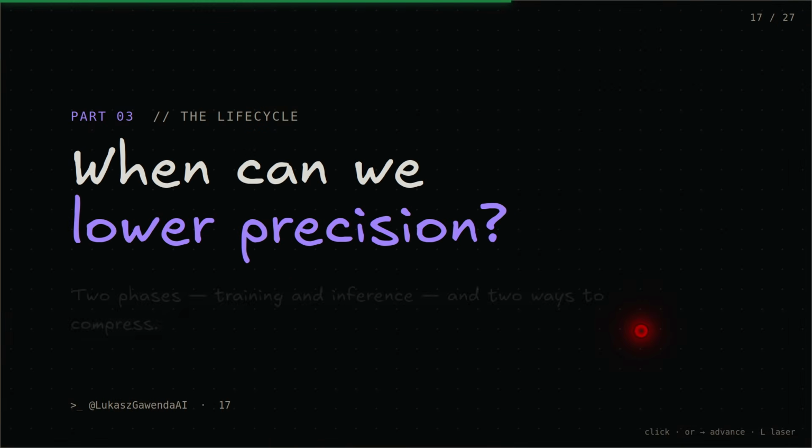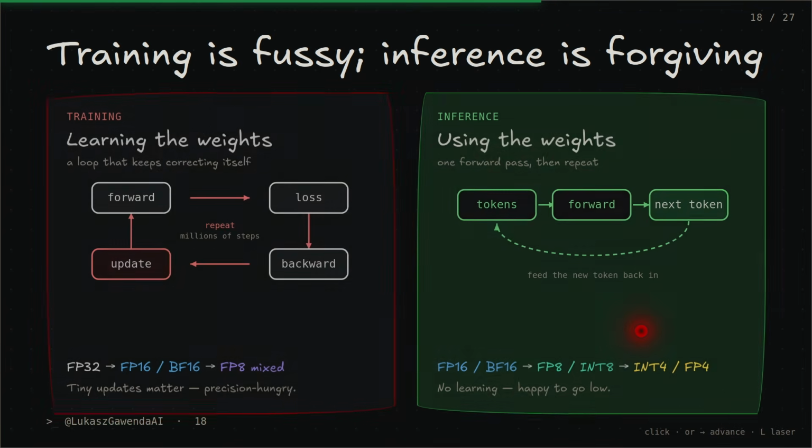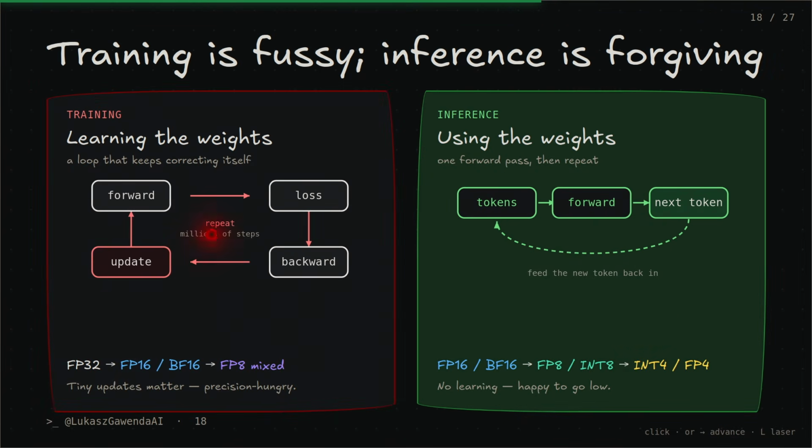So there are two phases when we can lower the precision: training and inference. Now, how does it look? Training is the harder one. Why? Because we have the forward pass, logs, backward propagation. Then we update, millions of steps, and we do this loop over and over again. Also, it sometimes runs for weeks, months. So if we make some error here and realize it at the last stage, then we lose a lot of compute and a lot of time.